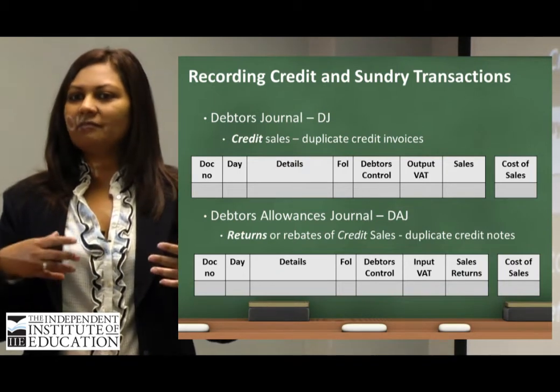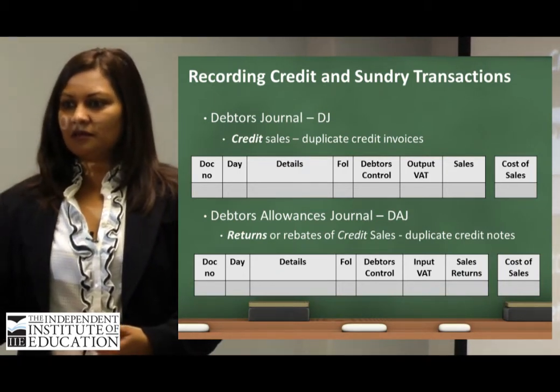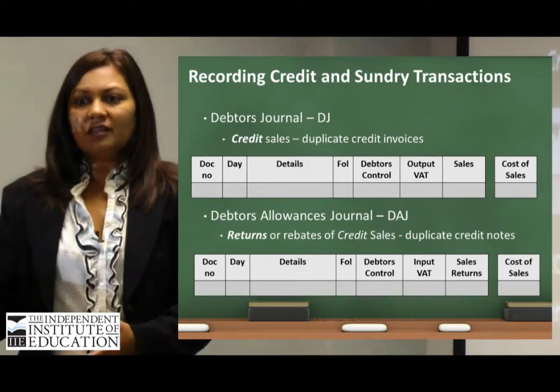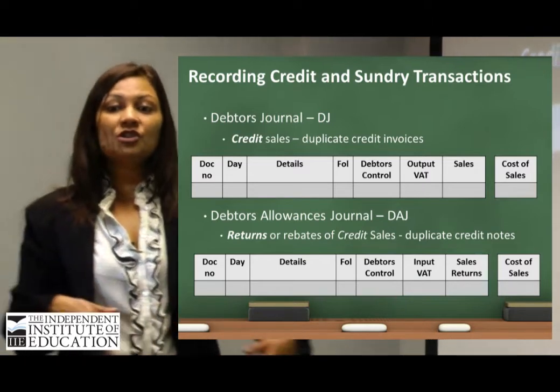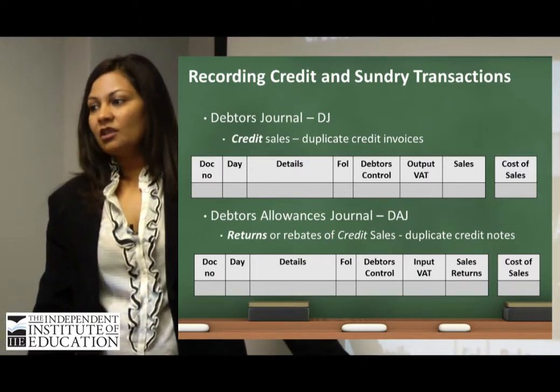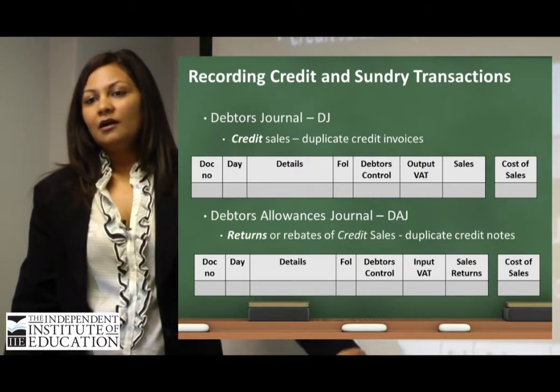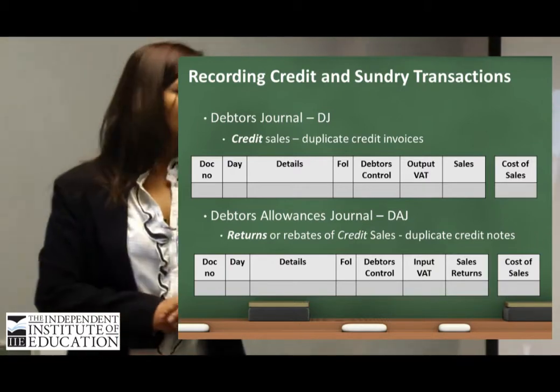Because sometimes, let's say it was defective goods and we give them a 50% rebate, we don't get the physical goods coming in, right? But it is a value that's reducing our sales, or our inventory is going to go up, right? So it'll affect your input VAT because it's coming back to the business.